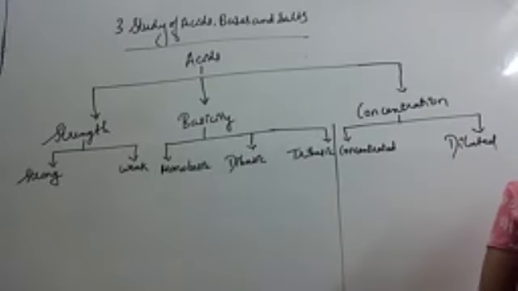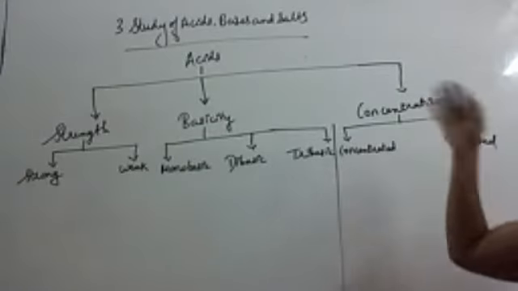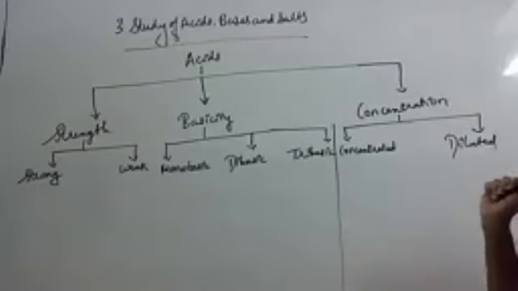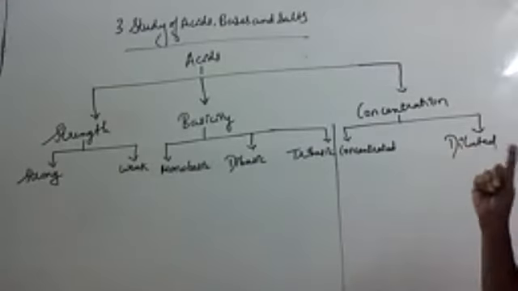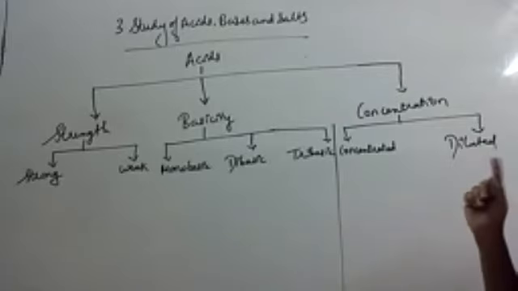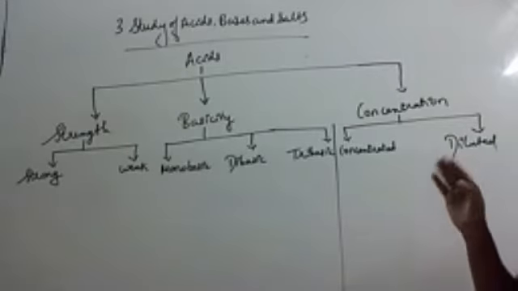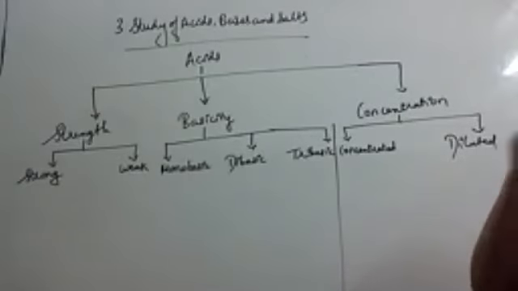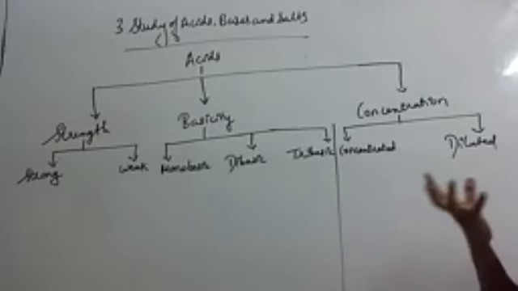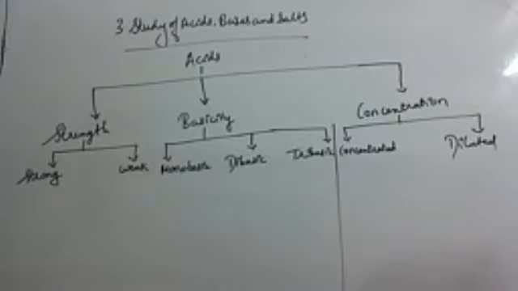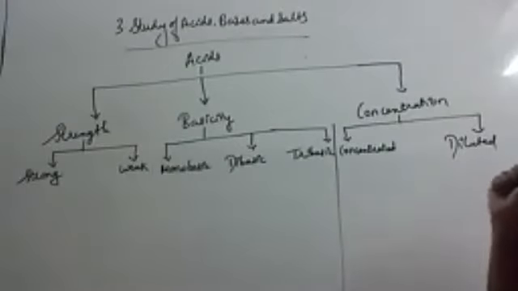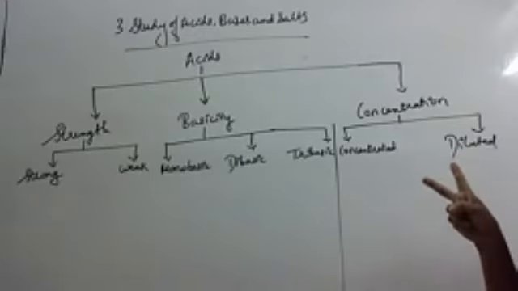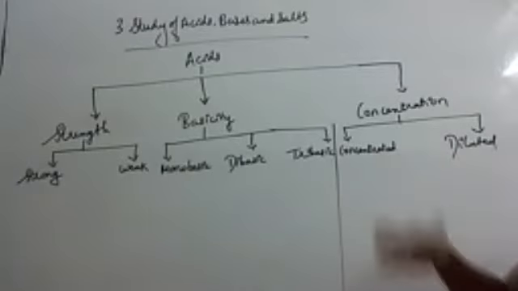So chapter 3, study of acids, bases, and salts. First we'll talk about acids, then bases and then salts. Acids are classified into three categories: depending on the strength of the acid, depending on the basicity of the acid, and depending on the concentration of the acid. Strength of the acid means how powerful that acid is. Strength is of two types, strong acid and weak acid. We'll see the examples of that.